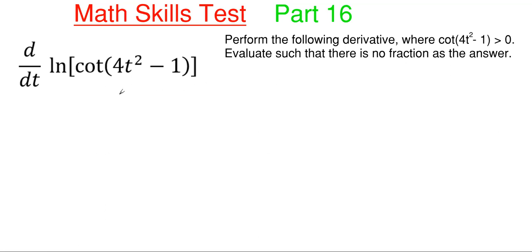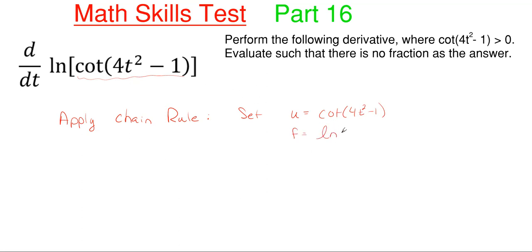So looking at this right away, working on the derivative, we are going to have to apply the chain rule right away. So with the chain rule, we're going to have to do some substitution here. And let's set a u variable equal to everything inside the natural log. So this would be the cotangent of 4t squared minus 1. And let's set an f variable to the natural log of everything inside here, which is now u.